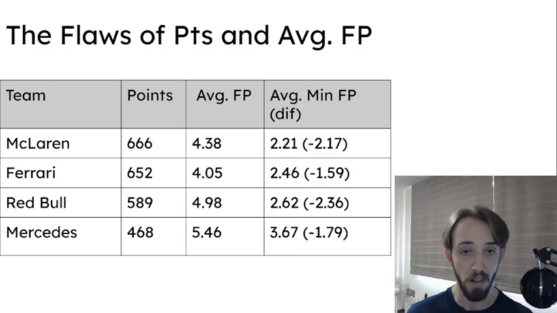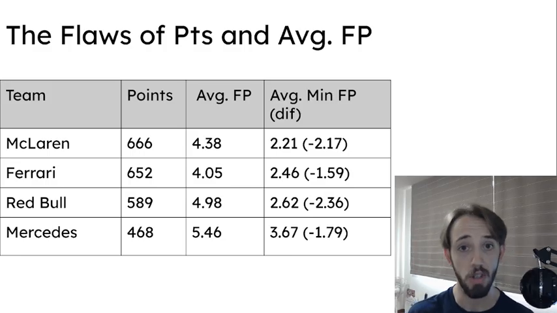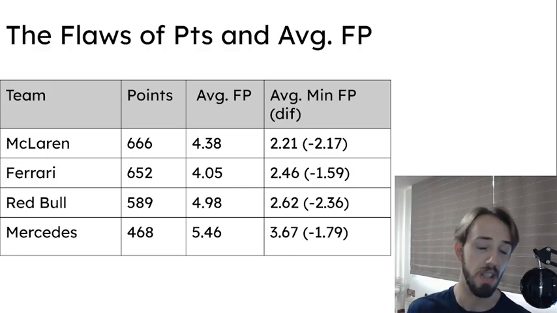Interestingly enough, they're third, not ahead of Ferrari with a 2.62, and then a bit of a gap to Mercedes with a 3.67. But what I want you to know is that when you look at the difference between the average finishing position and average minimum finishing position in brackets, you'll see that Red Bull actually has the biggest jump in terms of the difference between the two numbers.